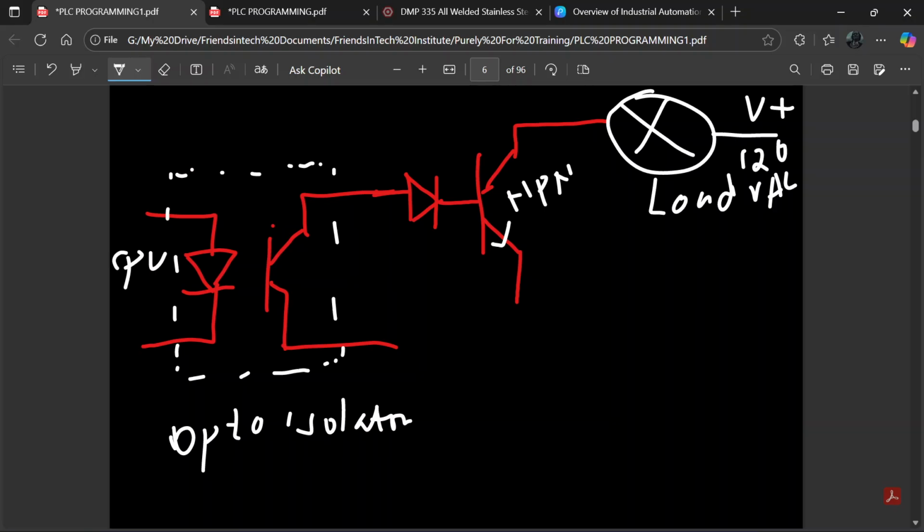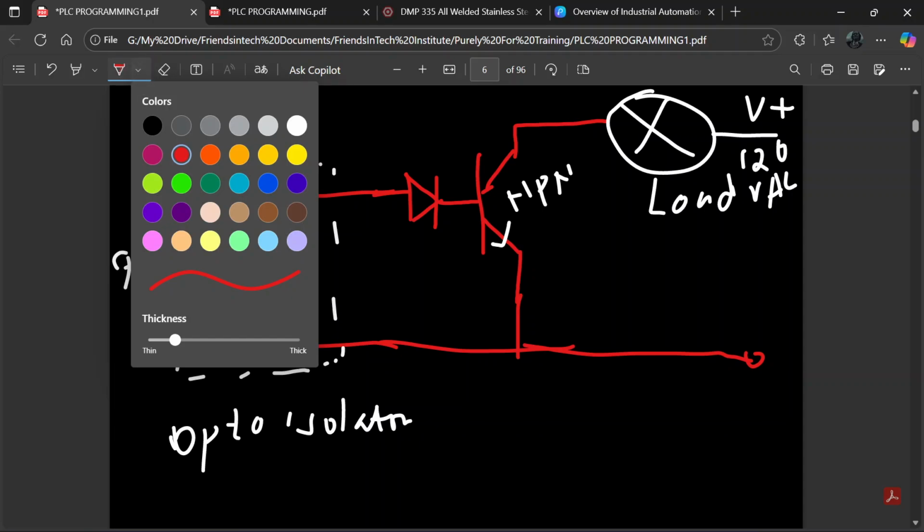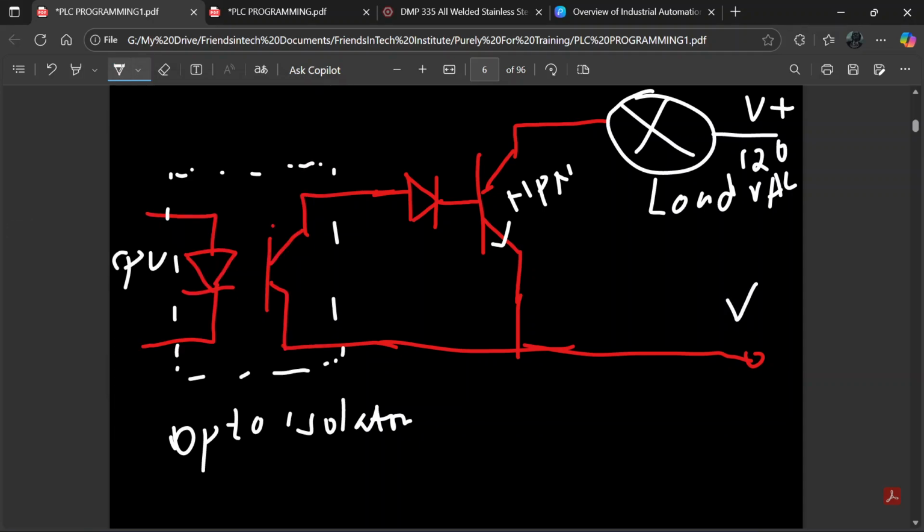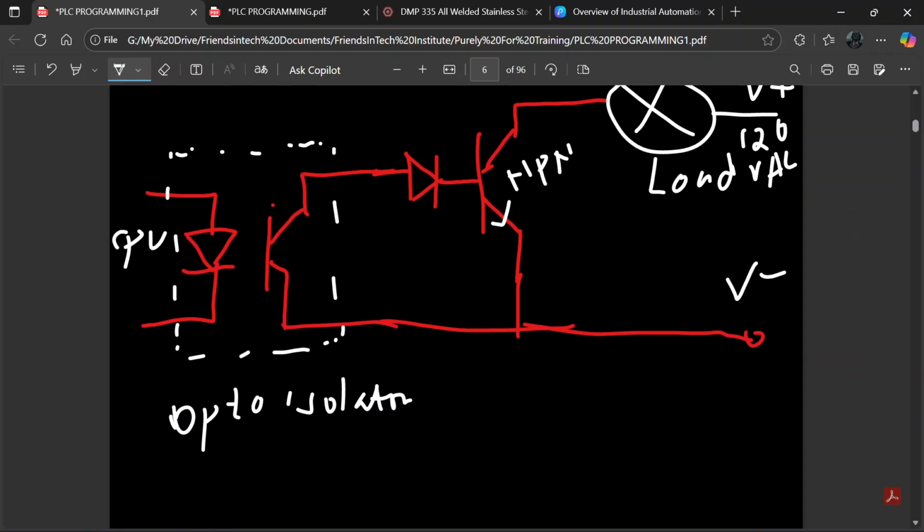All right. Then this other section, we just connect the two. Then here there's the negative, V negative. So this is what is called a transistor based digital output card. And this is an NPN. In other terms, we call it a current sinking transistor output. Current sinking transistor output.